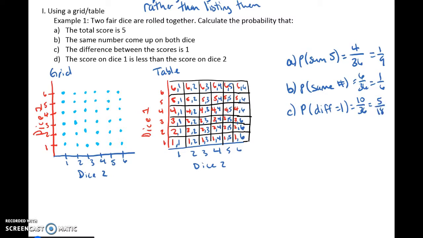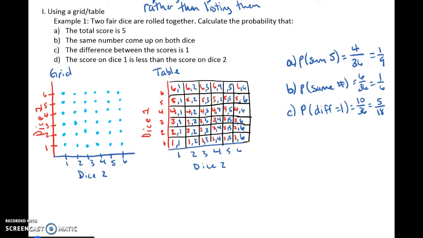If you're not sure where those 10 came from, let's check your table or check your grid. So the difference is 1, we want to think about like 2 minus 1, right? 3 minus 2, 4 minus 3, 5 minus 4, 6 minus 5. And conversely, here's 6 minus 5, 5 minus 4, 4 minus 3, 3 minus 2, 2 minus 1. So those are my 10 options there. All right, let me go ahead and erase that, and let's look at D. Okay, and part D, what's the probability that the score on dice 1 is less than dice 2?